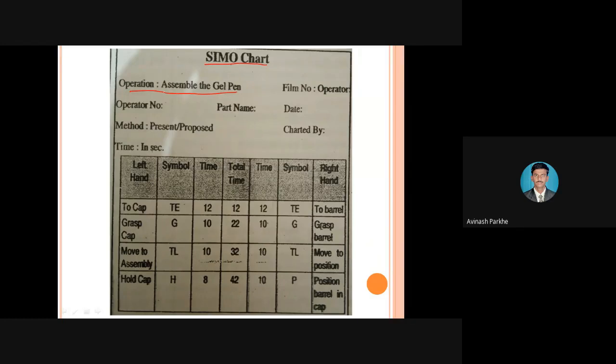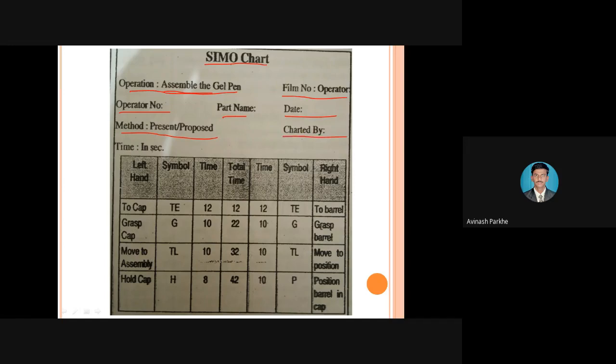So the operation is selected: assembly of the gel pen, film number, and the operator who is performing that operation. Then here you have to give the operator number. Then the part number, we have to give the part number, and the date on which we are performing this operation, that date we have to enter here. Then the method, presented method or proposed method: whether we are using the presented method or developing a new method, that we have to select.